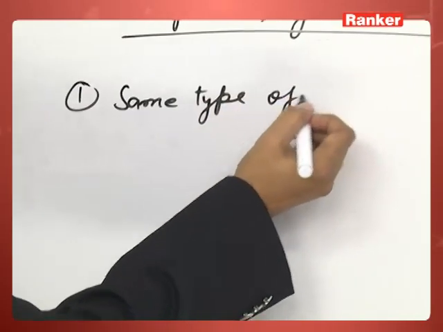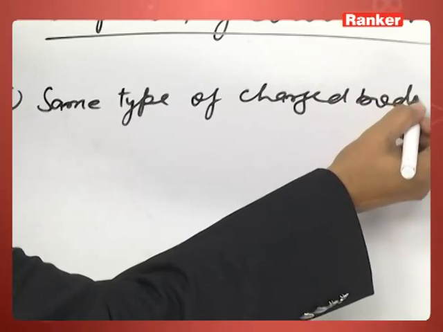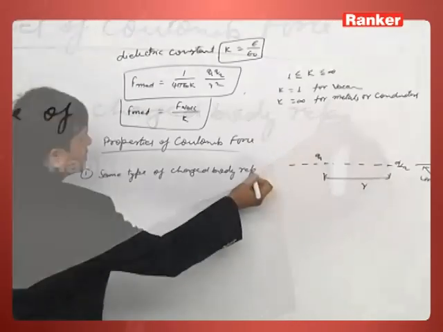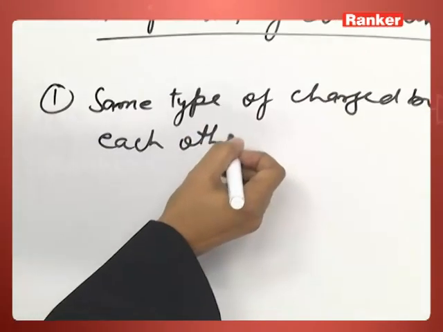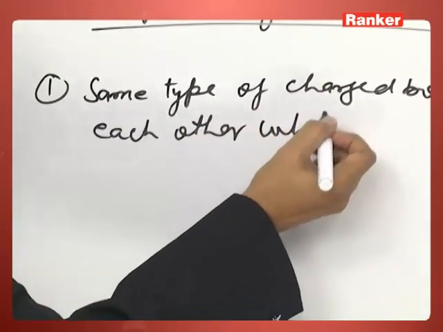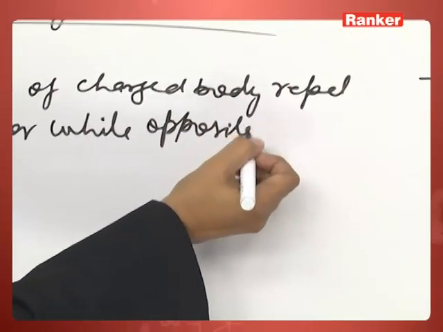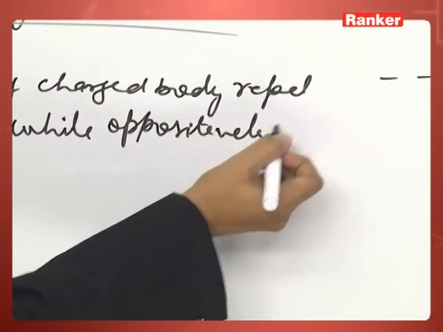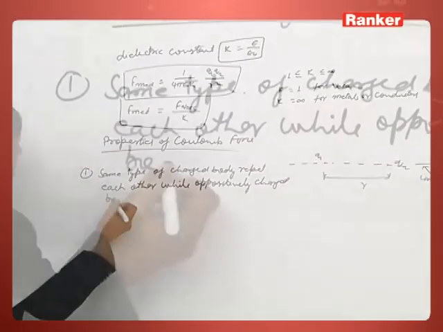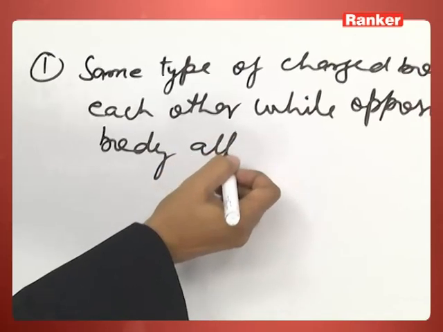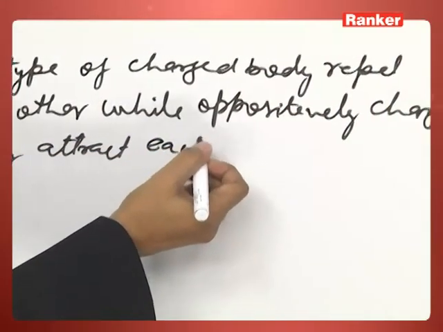Same type of charged bodies repel each other, while a positively charged body and a negatively charged body attract each other.